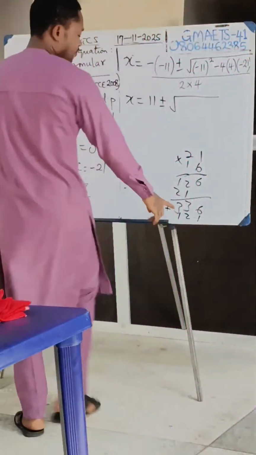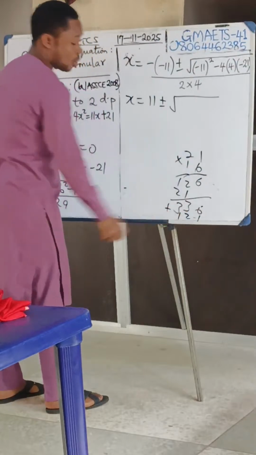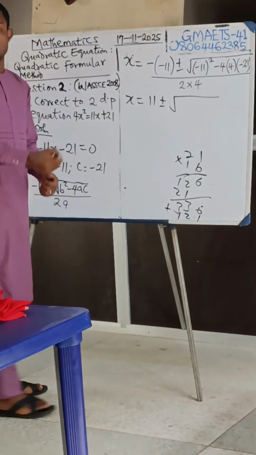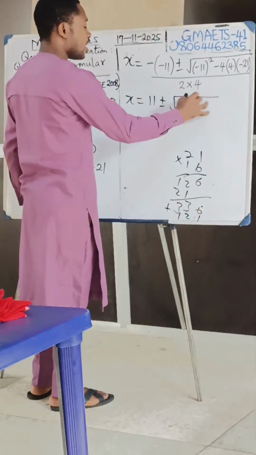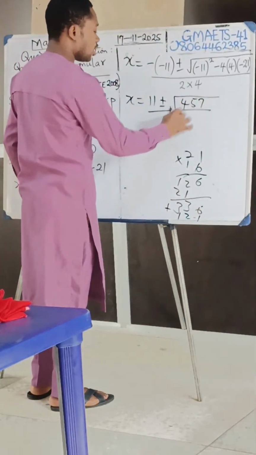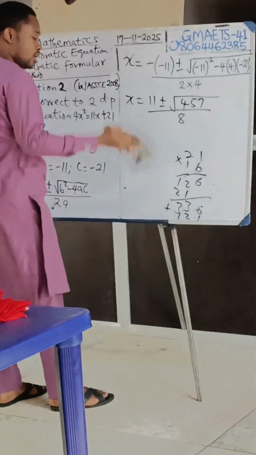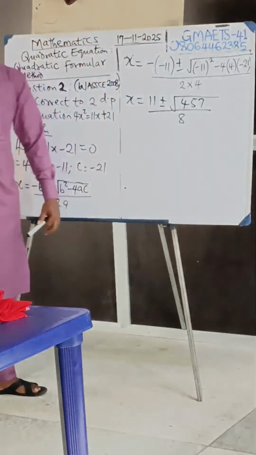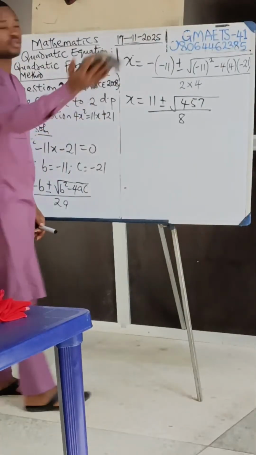Okay, let's go. If you add 336 to 121, what will you get? 7, 5, that's 4, 5, 7. Is that also 457? 457, divide by what? 8. Use the calculator only when it becomes absolutely necessary. Please.